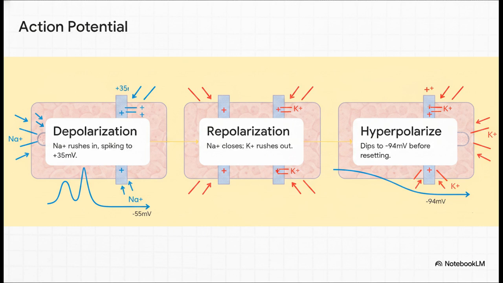Then, in step 2, those sodium gates slam shut and potassium rushes out to restore the negative charge. But because those potassium channels are kind of slow to close in step 3, the voltage actually overshoots. It dips all the way down to negative 94, before finally fully resetting.